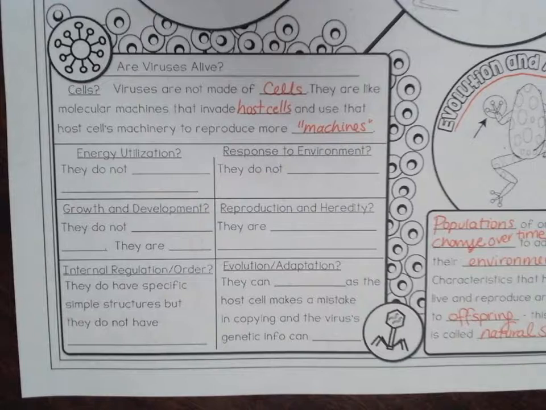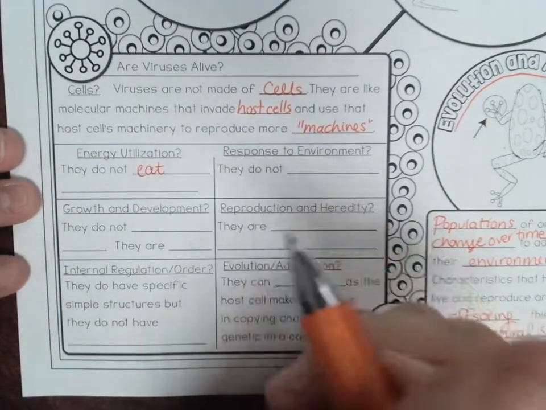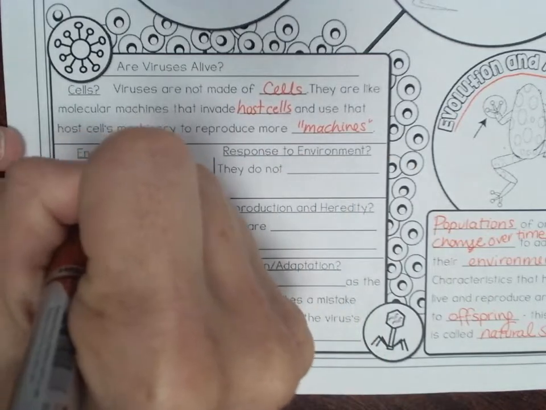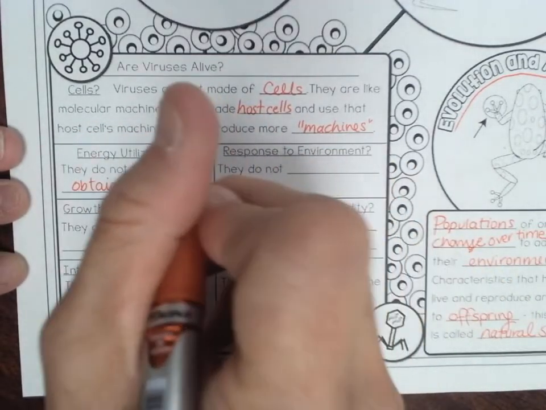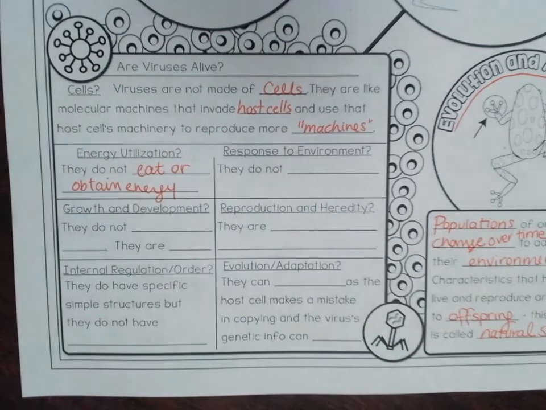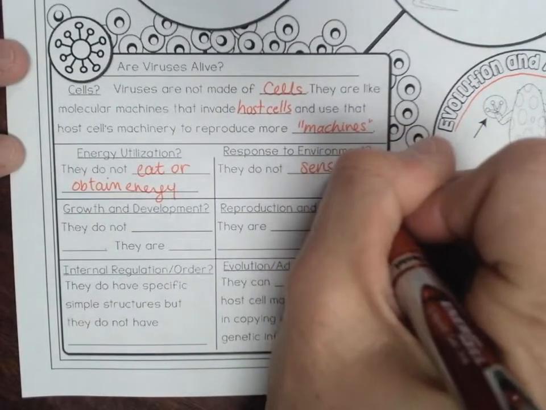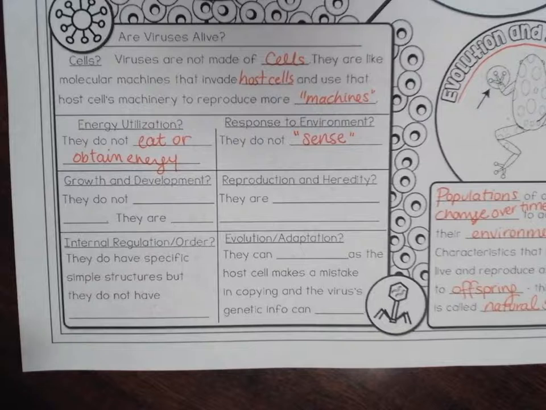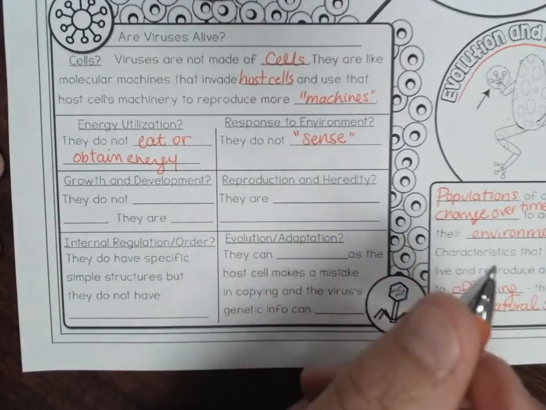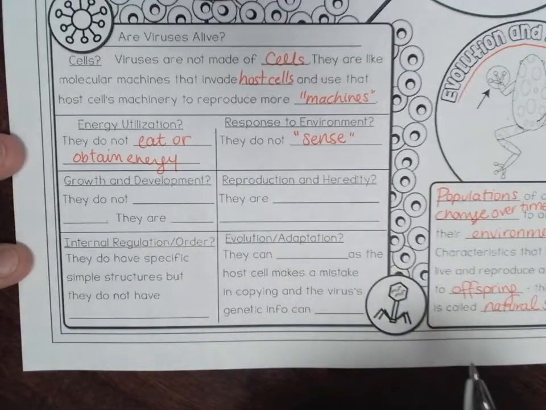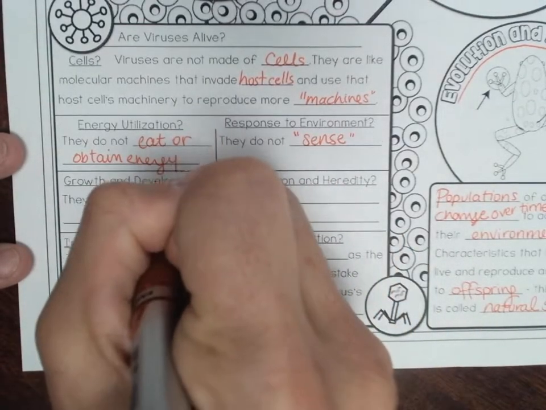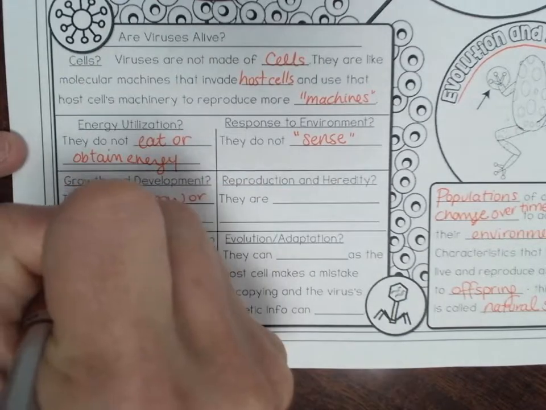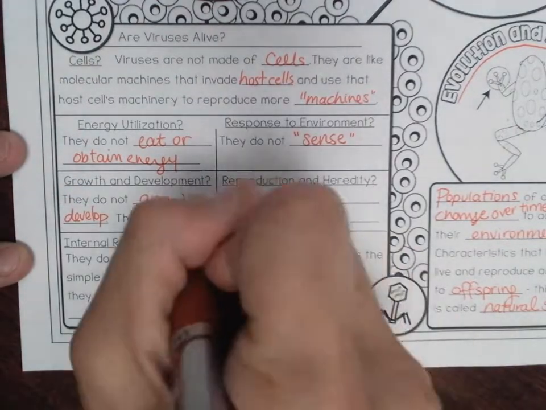Do they use energy? Well, they do not eat or obtain energy on their own. When they're in the host cell it does, but they don't. So we already have strike 2. No cells, and they don't obtain energy. Do they respond to the environment? Well, they do not sense the way that normal cells do, so we will say no there. Do they grow and develop? Well, they do reproduce to a degree, but they don't grow. Once a virus is made, it is what it is. So they do not grow or develop. They are built.